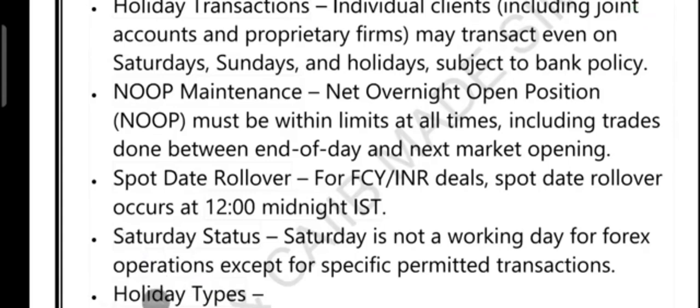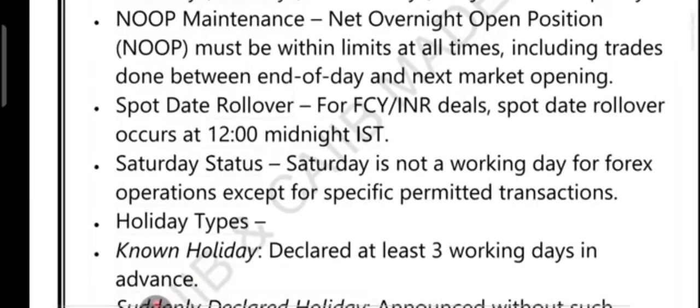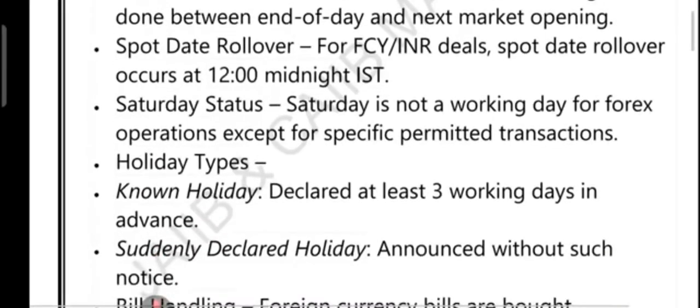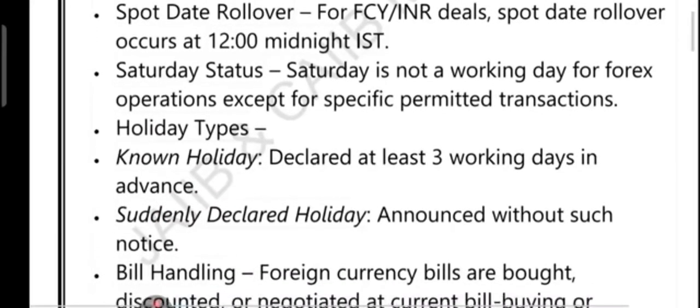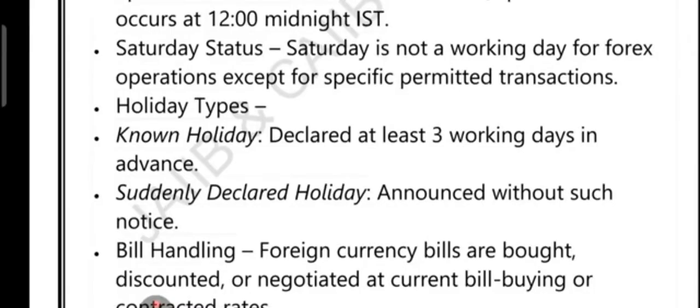So that is the meaning of spot date rollover. It means trade date shift at midnight. Saturday is not a normal working day for forex except for certain special transactions. FEDAI also classifies holidays into two types: known holiday, which is announced at least 3 working days before, and sudden holiday, which is declared without prior notice.